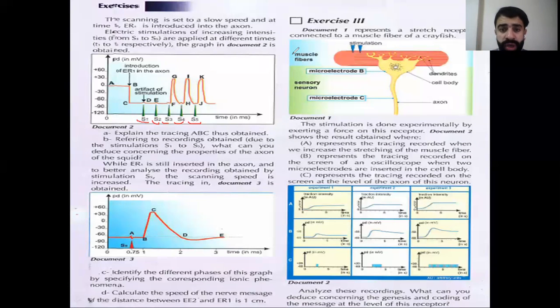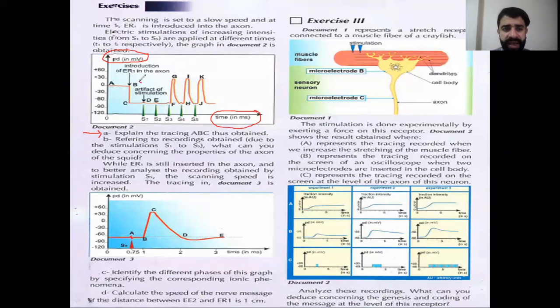So the graph shown in document 2 is obtained. My work is going to be on this graph. We have different phases for the graph, with the letters A, B, C, D, E, F, G, H, I, J, K. This graph shows the variation in the potential difference in millivolt as a function of time in millisecond after applying the electric stimulations of increasing intensity. First, they ask us to explain the tracing ABC thus obtained.